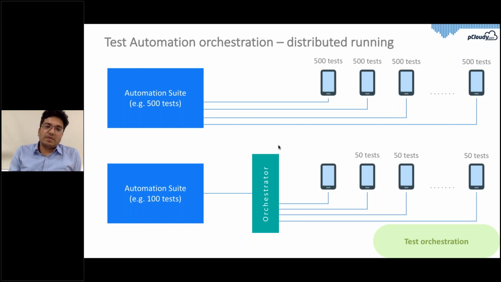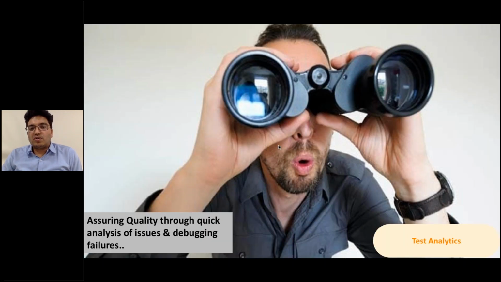So we talked about using the CI pipeline and the distributed running. The third piece that we talked about for the success of continuous testing is test analytics. So now you're running automation at scale. You're talking about, let's say, 500 test cases, 1,000 test cases running on 50 devices. And that too running so frequently, how do you debug those failures that happen and take corrective actions? You can't wait for days to correct those issues because your next cycle is already scheduled.